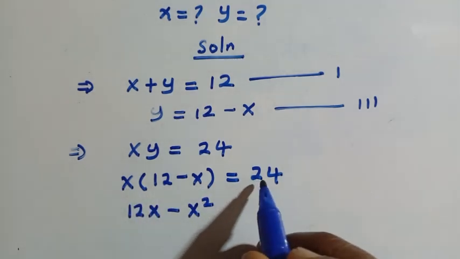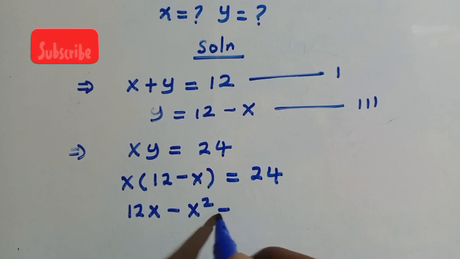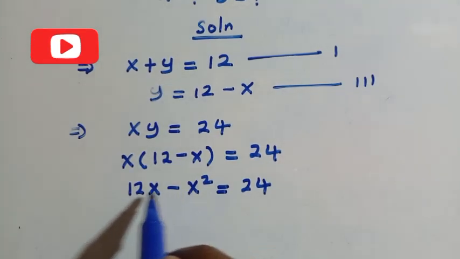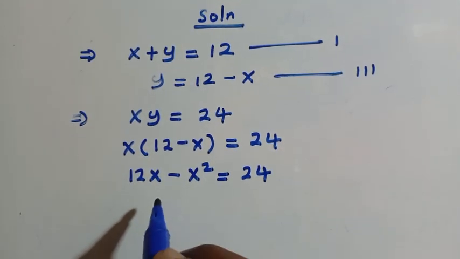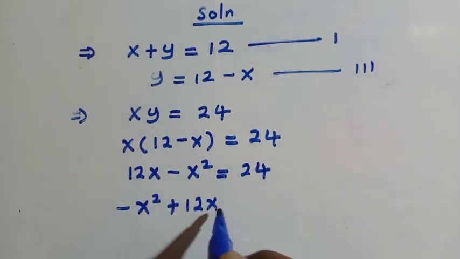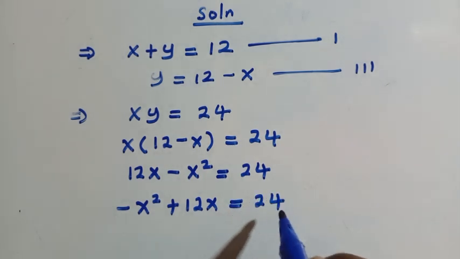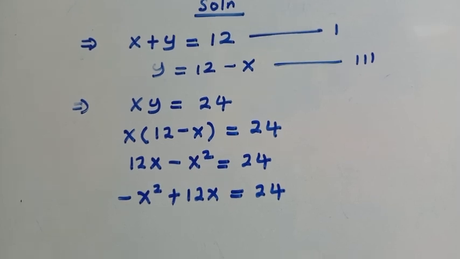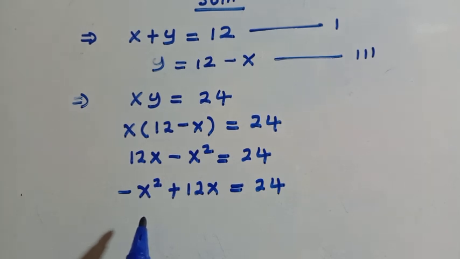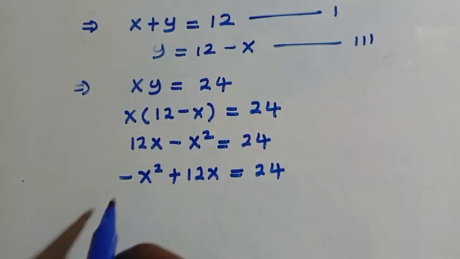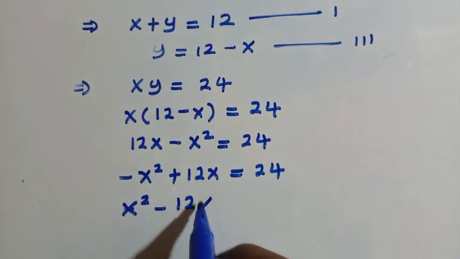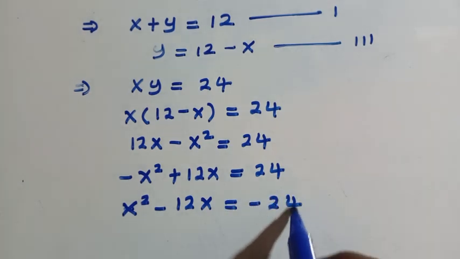Let's leave the 24 like that. Then we rearrange this properly as minus x squared plus 12x equals 24. At this stage, we have a negative which starts this equation, and we don't want to start the equation with a negative. So we multiply through by negative. Minus times minus is plus, so x squared minus 12x equals minus 24.